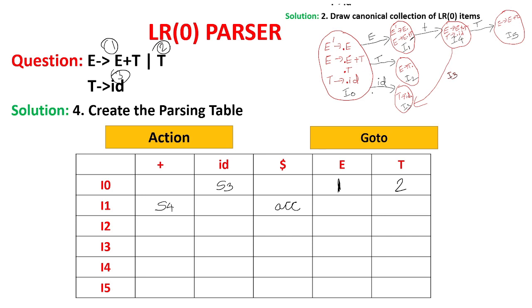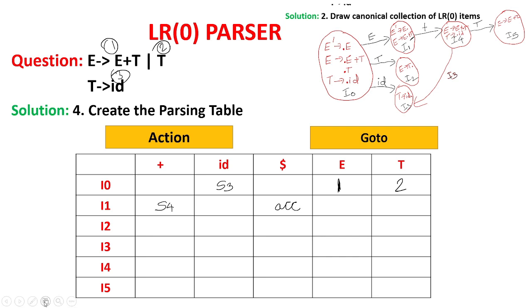Wherever the augmented grammar is there, it is fully exposed. E dash goes to E dot, you cannot go further, so it is fully exposed. That is in the state I1. So for I1 on dollar, you have to write accept. ACC for accept, or you can write the full word accept also.